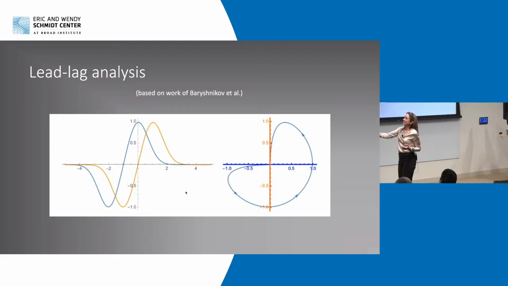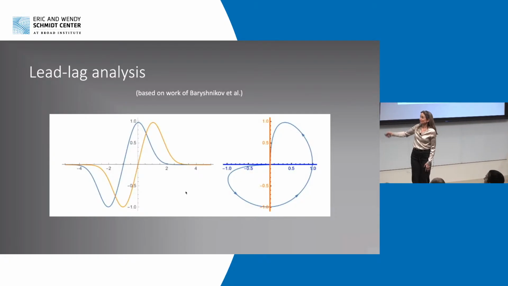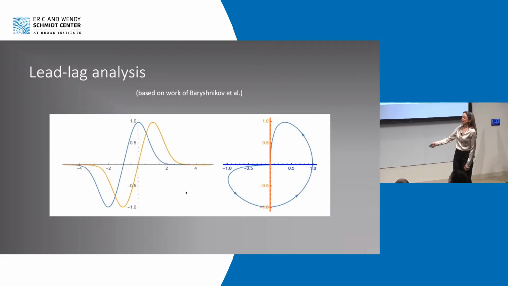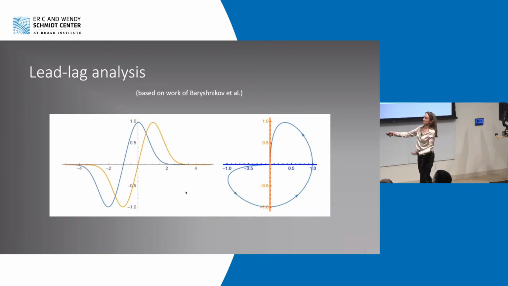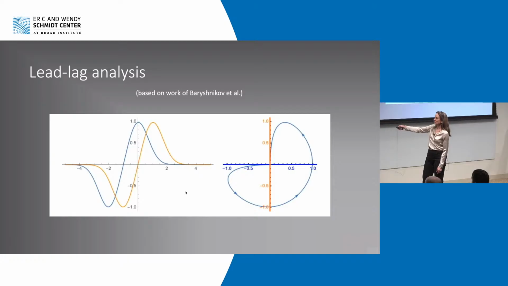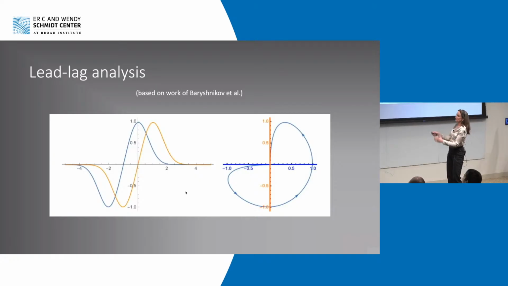So there's something called lead-lag analysis, which we're basing on the work of Baryshnikov et al. Maybe they were the first ones to do it. So the idea is, suppose that we have here in this toy example two functions, the blue function and the orange function. The blue function is sort of lagging behind the orange one, which is leading it. So it's the same function, but they're just shifted from each other.